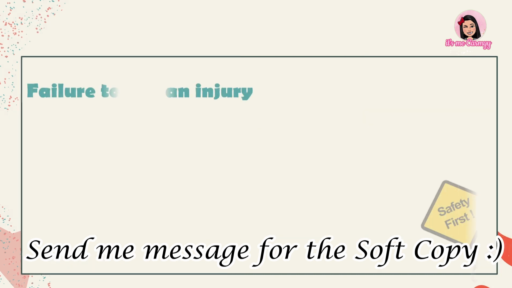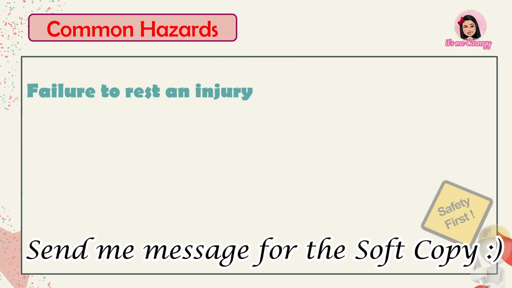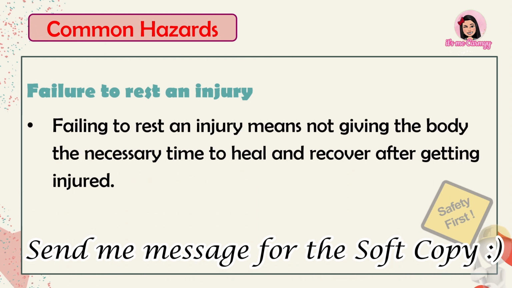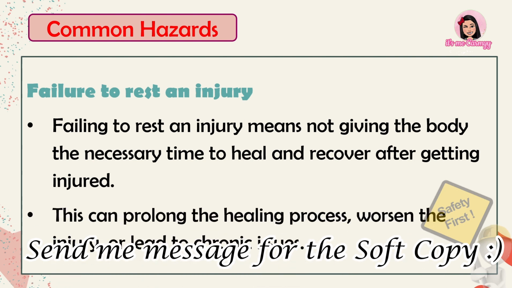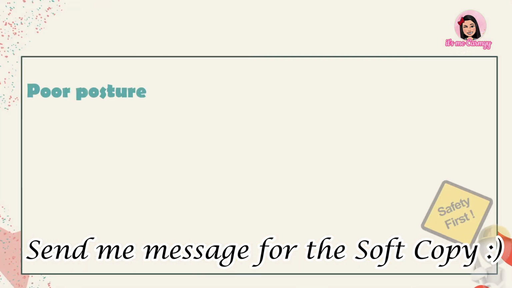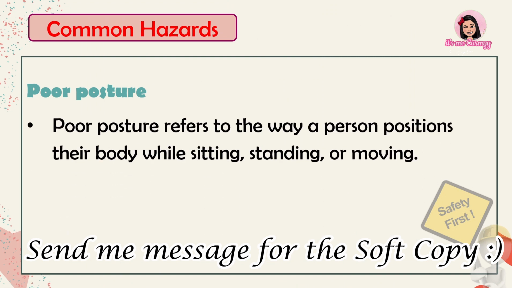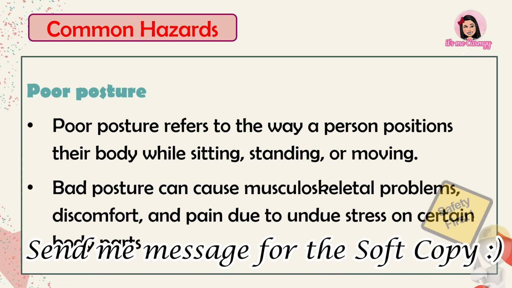The second one is failure to rest and injury. Failing to rest after injury means not giving the body the necessary time to heal and recover. This can prolong the healing process, worsen the injury, or lead to chronic issues. The third one is poor posture. Poor posture refers to the way a person positions their body while sitting, standing, or moving. Bad posture can cause musculoskeletal problems, discomfort, and pain due to undue stress on certain body parts.